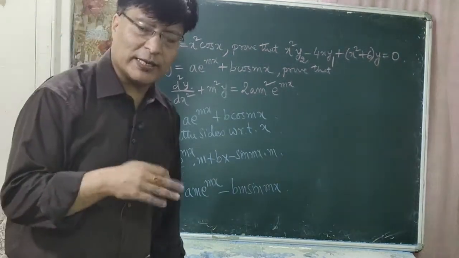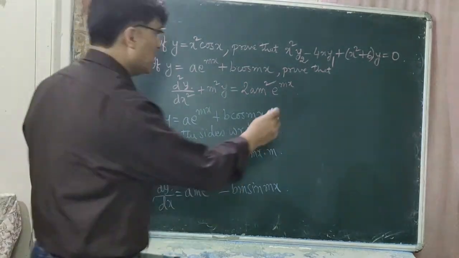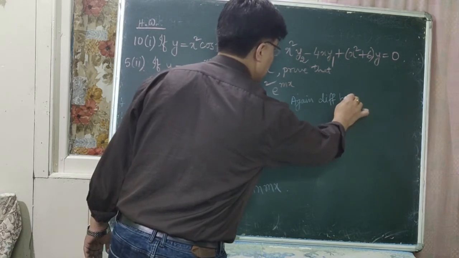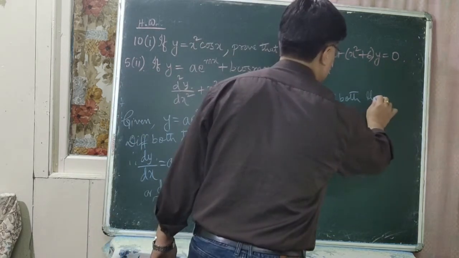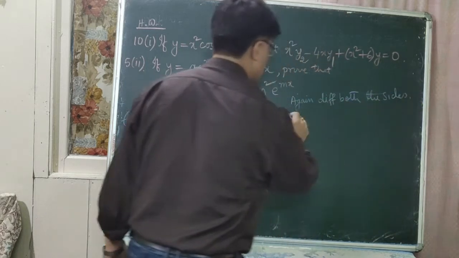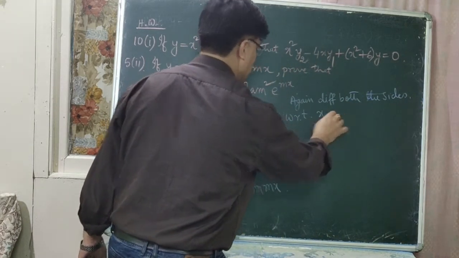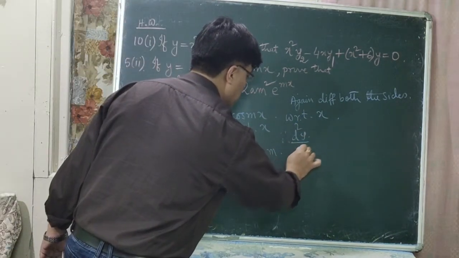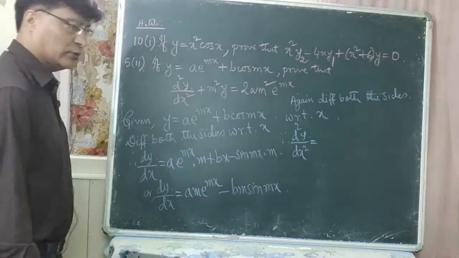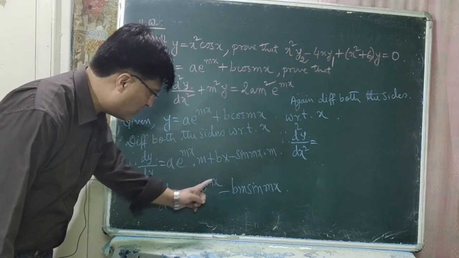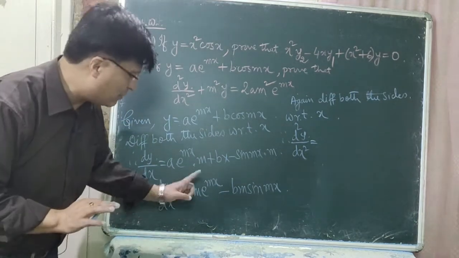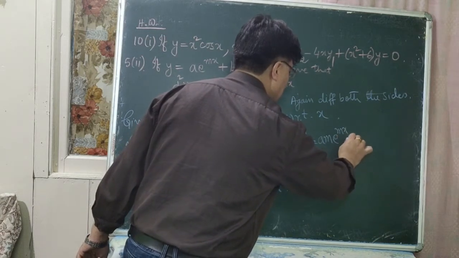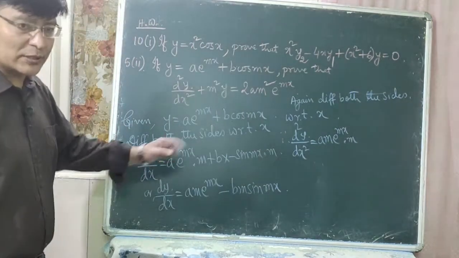Again differentiate it to get the value for d2y by dx square. So now again differentiating both the sides with respect to x. Now the left hand side becomes d2y by dx square is equal to, now differentiate e to the power mx, keeping am as it is because am is constant. So am, what is the differentiation of e to the power mx? e to the power mx into m, as you know that.